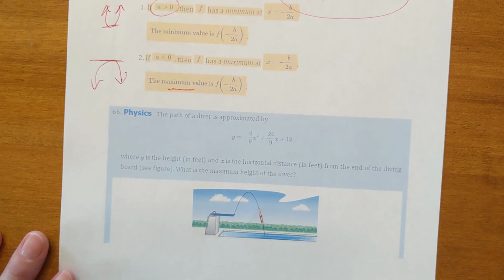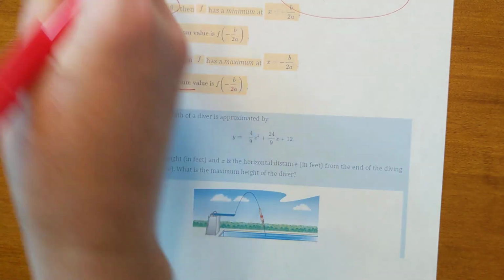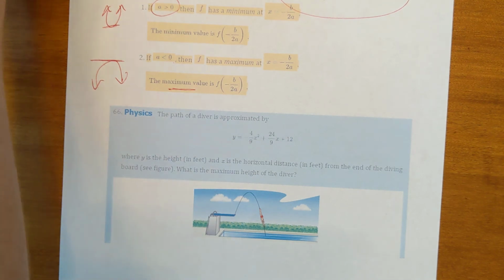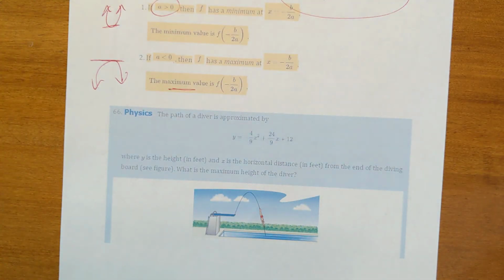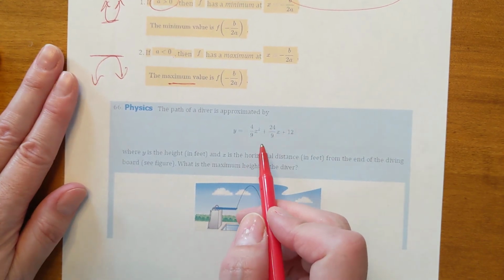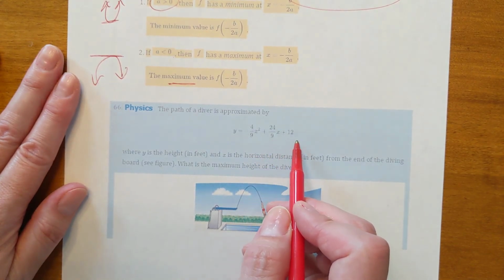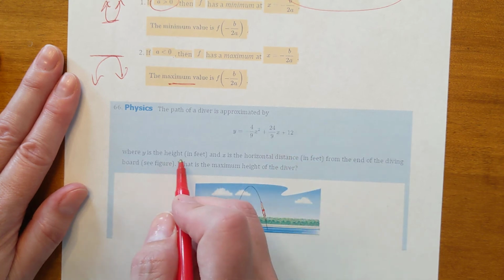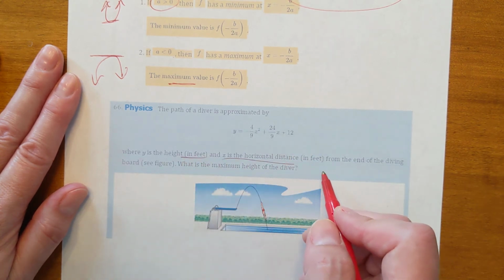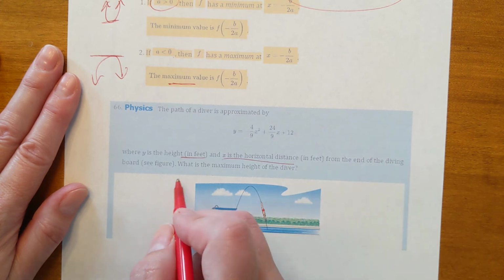All right, so we have a physics problem. It says the path of a diver is approximated by y equals -4/9 x squared. So there's a little negative there. You can hardly see it, but it's negative. Let me double check and make sure I'm right here on a better copy. I don't know. I think it's negative. We're going to stick with that. All right, so negative 4/9 x squared plus 24/9 x plus 12, where y is the height in feet and x is a horizontal distance in feet from the end of the diving board. What is the maximum height?